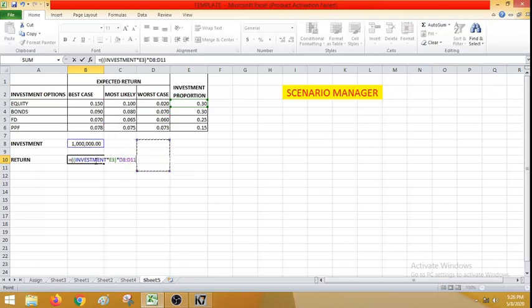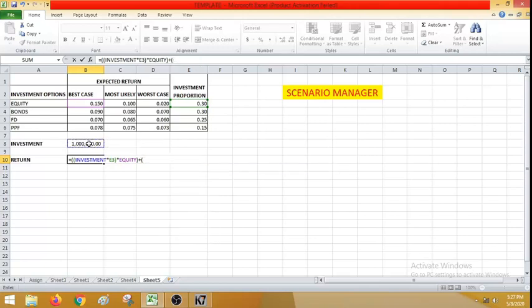Once again I will come up with the formula. So equal to the investment, how much is going to be invested in equity? 30%, right? And what is going to be the return? The return is going to be 15%. So for equity I have done. Okay, closed. Plus, again 10 lakh investment. Okay, just a minute.